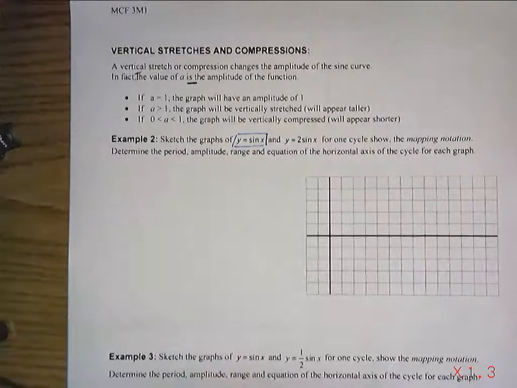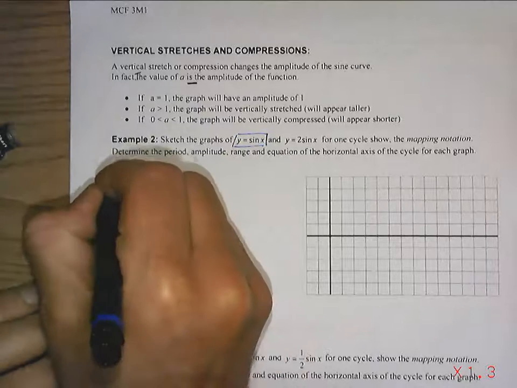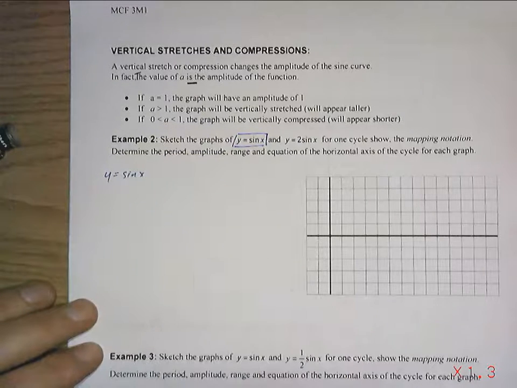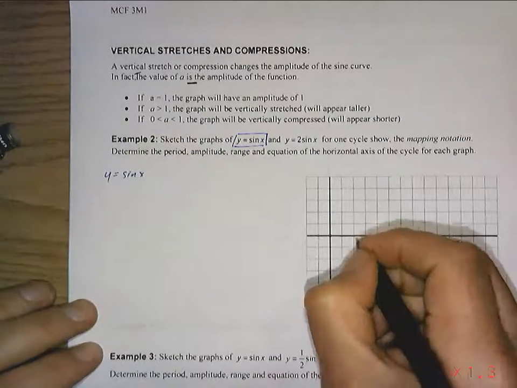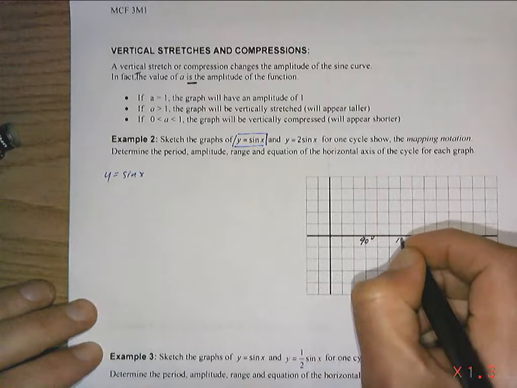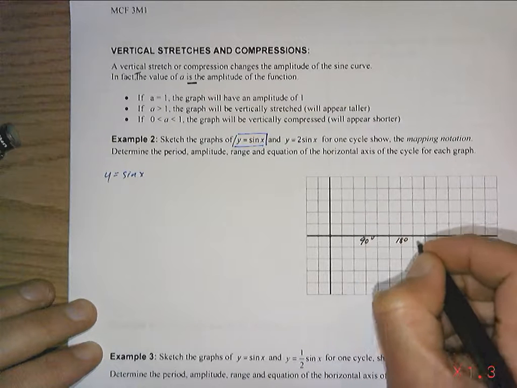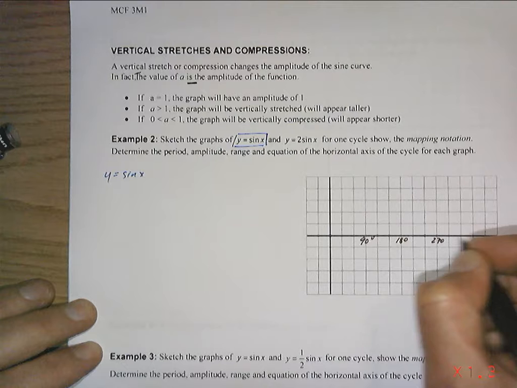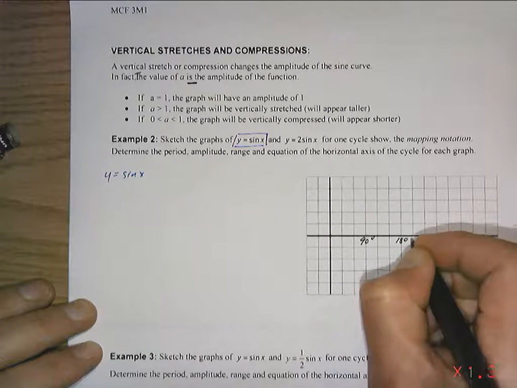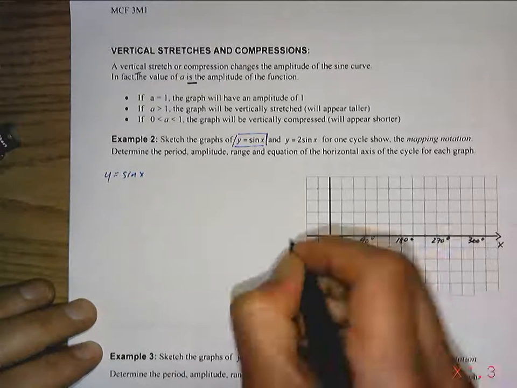We'll start off with y equals sine x. Well, y equals sine x, we know has a period of 360. So 30, 60, 90. 90 is the critical interval. 180, 270, 360. Again, the variable we used was x.